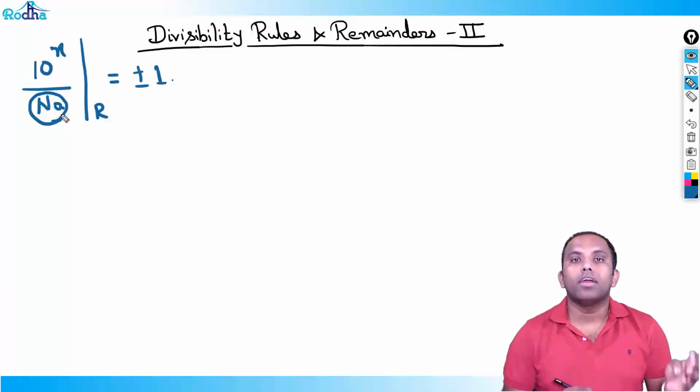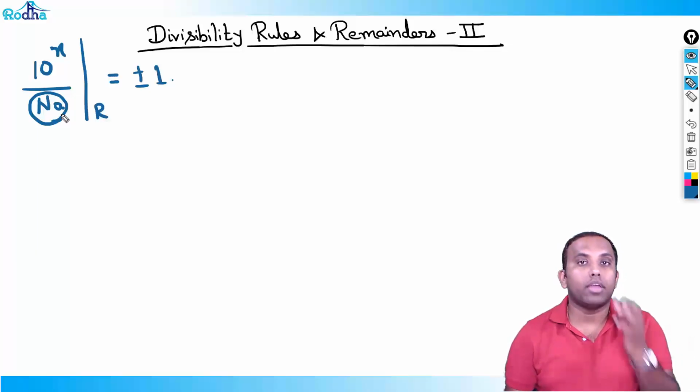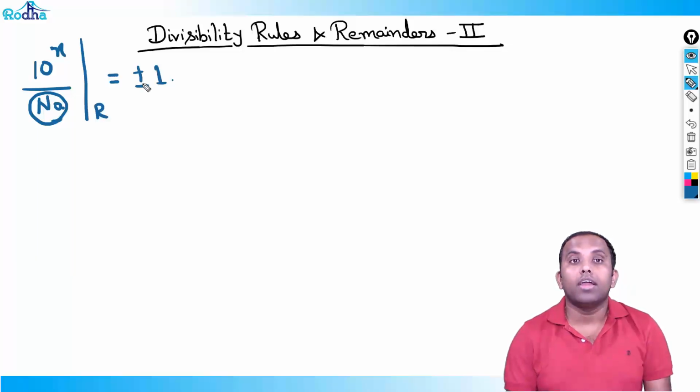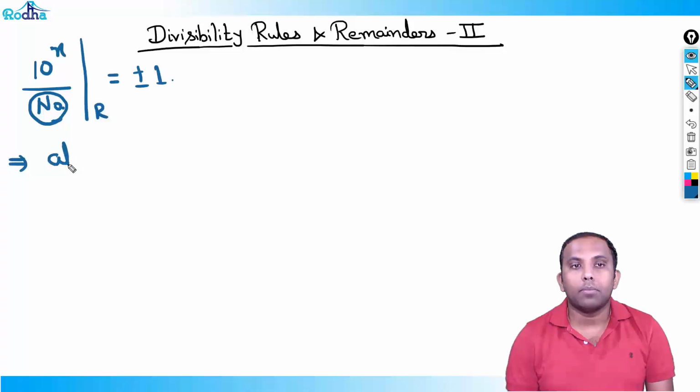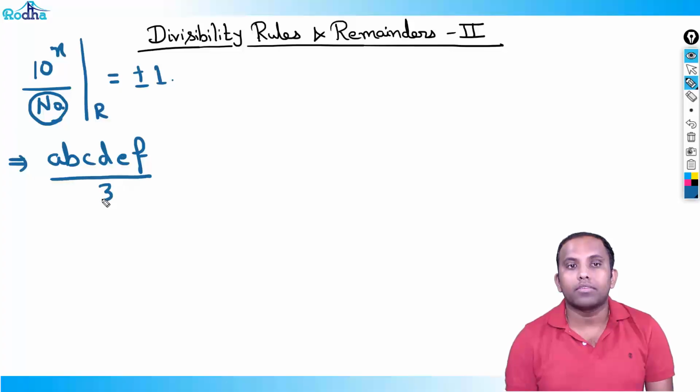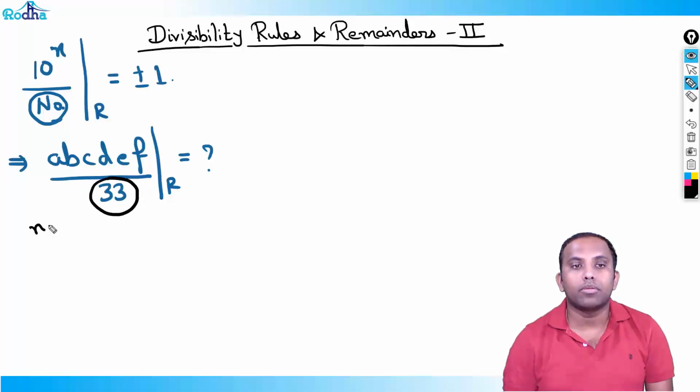In previous cases like 3, 9 and 11, it was very easy because dividing 10 by them gives a remainder of plus 1 or minus 1, so we don't have to put in any extra effort. But suppose I have a new number like 33. The question is: A, B, C, D, E, F is a six digit number divided by 33, and I have to find the remainder. So 33 is a new number for me.